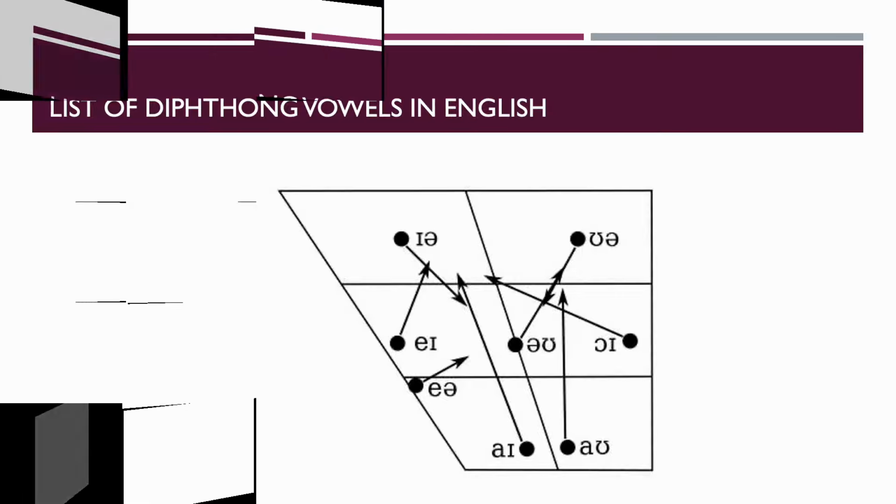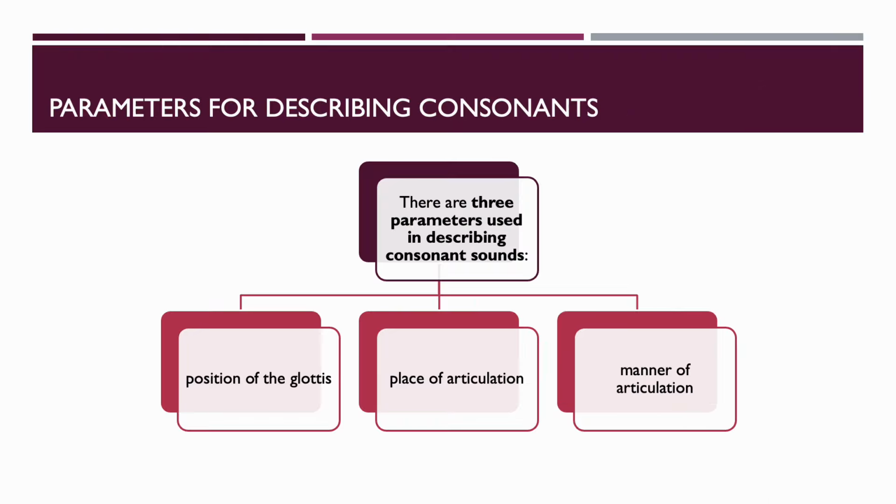Next, we look at parameters for describing consonants in English. There are 3 parameters used in describing consonant sounds. You have the position of the glottis. We know where the glottis is by now. You have place of articulation, and you have manner of articulation.